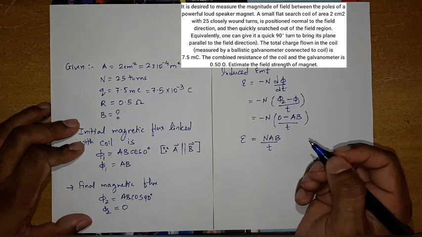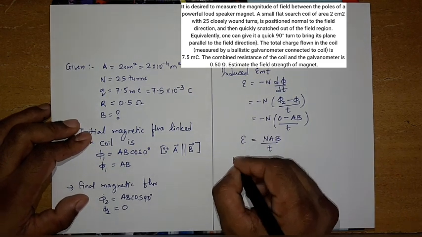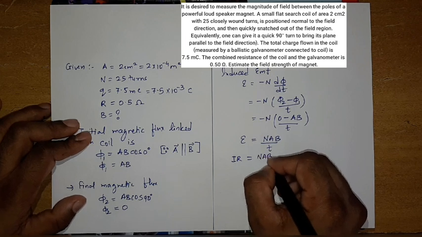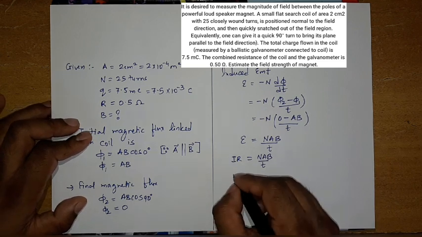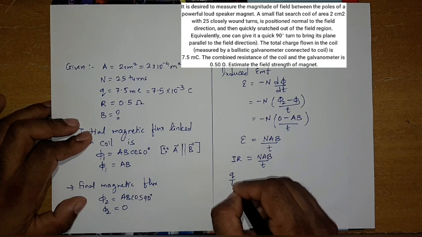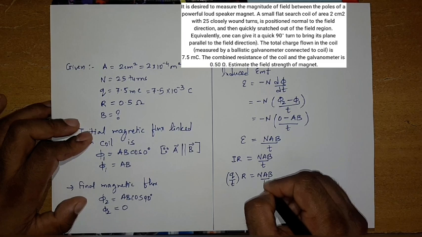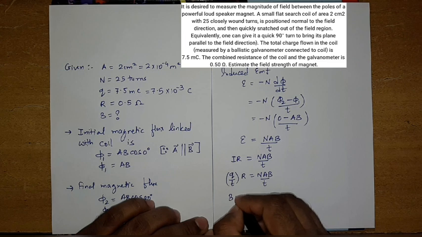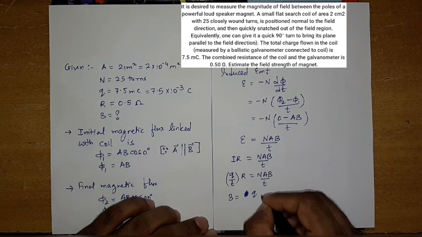We already know V is equal to IR from Ohm's law. So epsilon can be written simply as IR, which is equal to NAB by t. I can be written as Q by t. So Q by t into R is equal to NAB by t. So finally, the t's cancel, and the magnetic field B is equal to QR by NA.